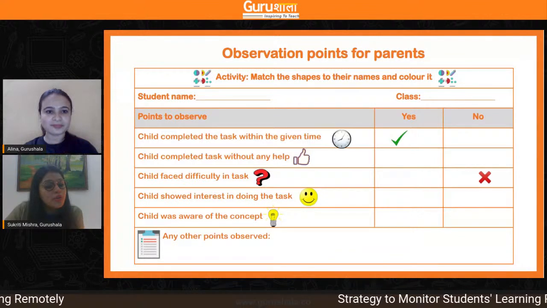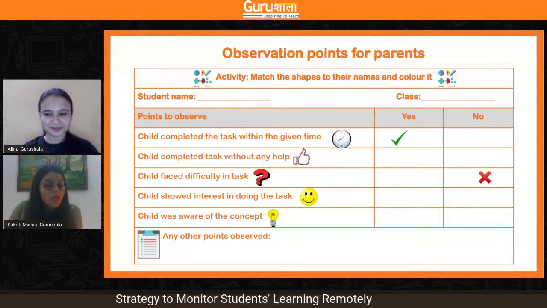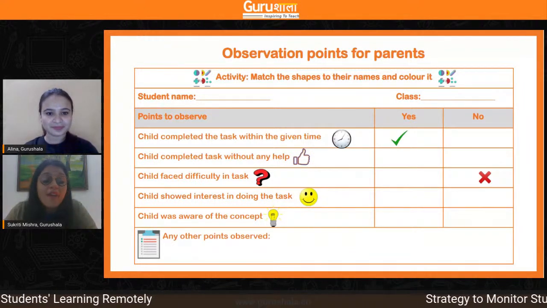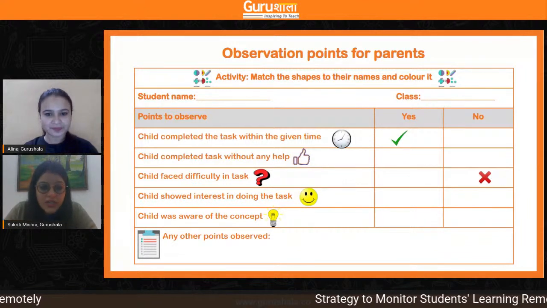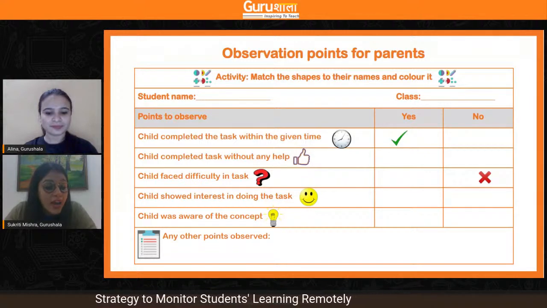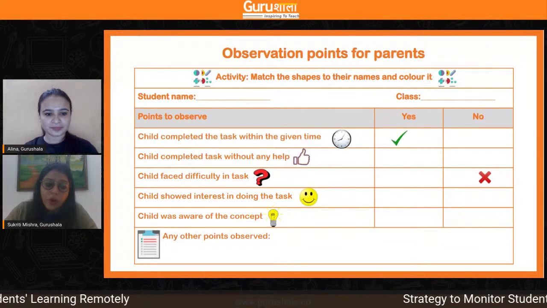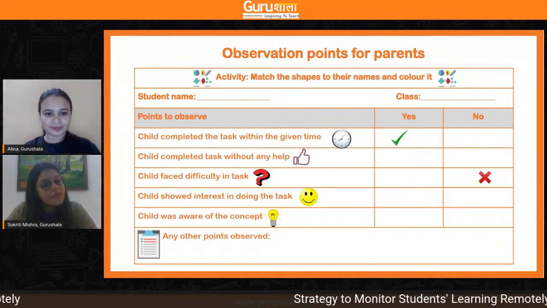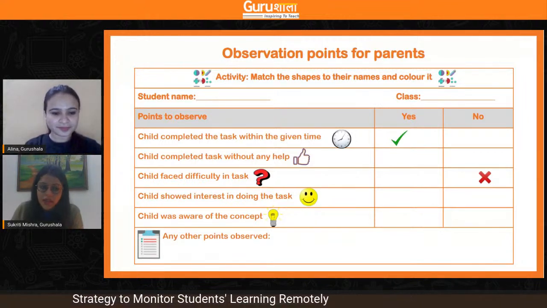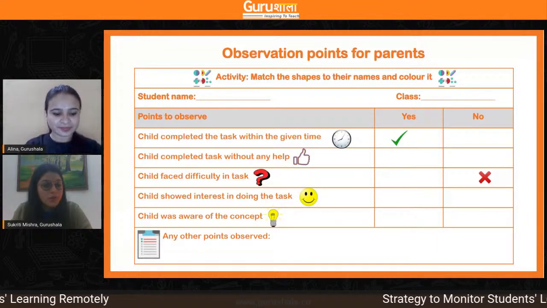Then has the child shown interest in doing the task? So, Alina, this also becomes really important. So, as you know, it becomes very important to understand whether the child is actually having fun while learning and not just taking stress. So this is another point that's important. Then did the child become aware of the concept? So ultimately, all the fun apart, we need to understand if the child has become aware of the concepts we are teaching, and then any other points observed. So this is the kind of info card that can be shared with parents or any other stakeholders involved.